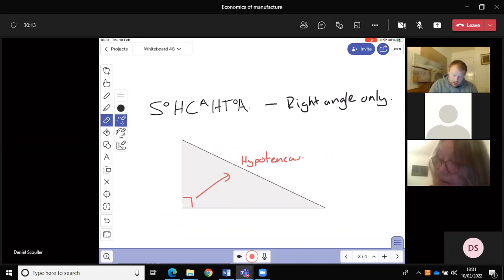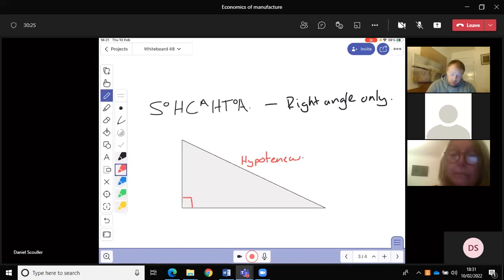Where it becomes a wee bit trickier is the other two sides. When we name them tonight, it depends on which angle we're going to use. So if we're working with that angle down there, we would call the side furthest away from it the opposite, and we'd call the side touching it, this side here, touching the angle, the adjacent. So, adjacent.